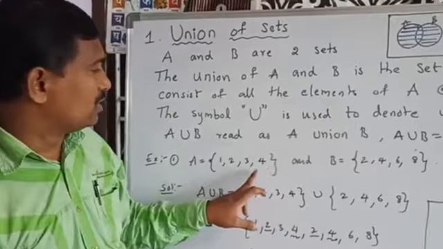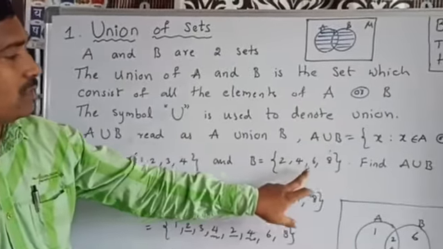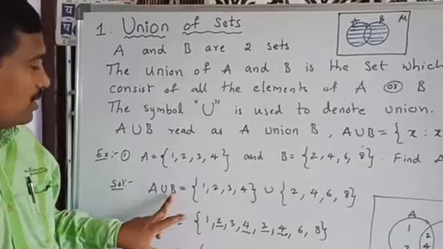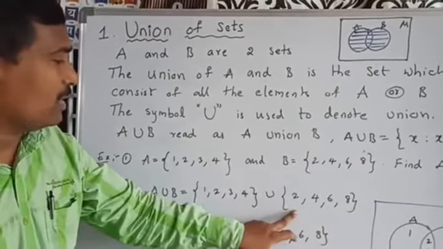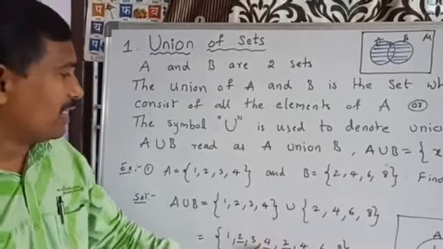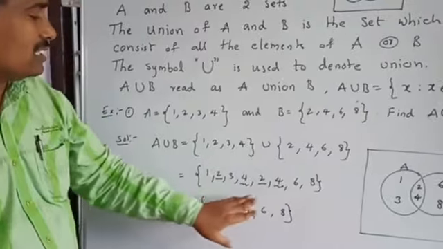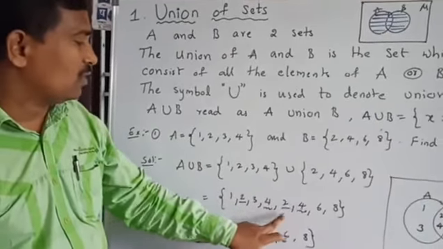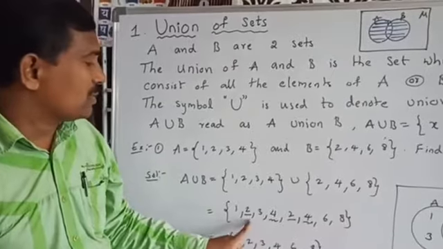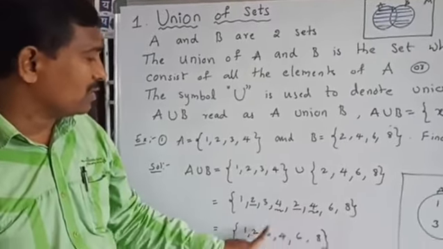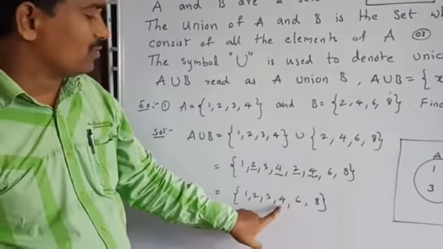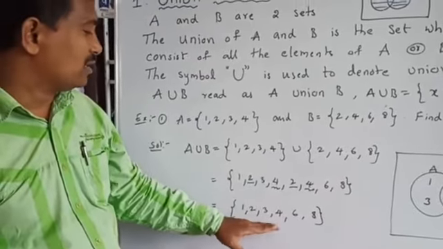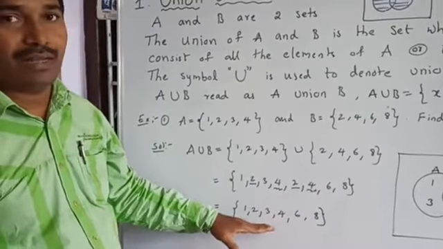Let us take one problem. A = {1, 2, 3, 4}, B = {2, 4, 6, 8}. Find A union B. Write the elements of A and write the elements of B. Observe, 2 is repeated and 4 is repeated. 2 is repeated two times, so write it only once. 4 is also repeated two times, write it only once. If any element is repeated, write it only once. So this is the set A union B.